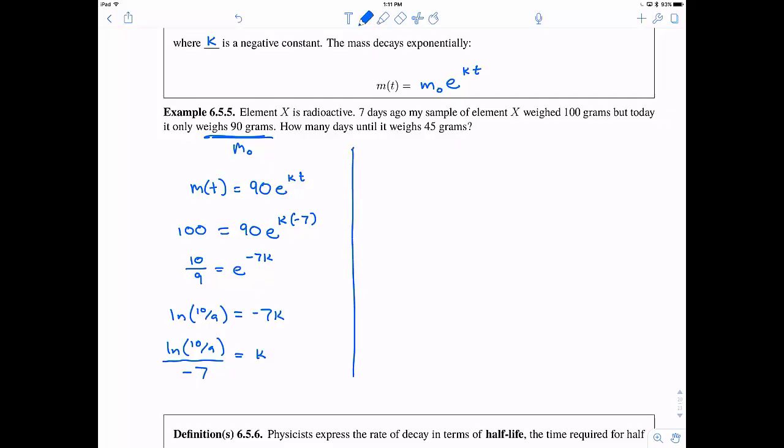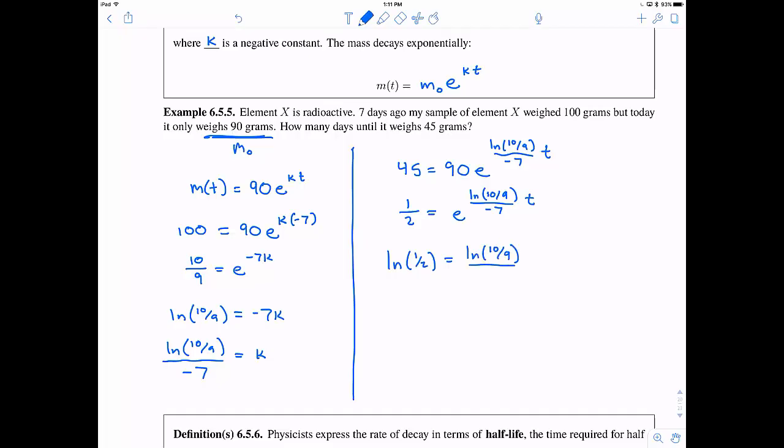All right, now that I have this, I can actually solve for how long it will take to give me 45 grams. So let's do 45. The amount that I want is equal to the initial amount times e to the kt. k in this case is my natural log of 10/9 divided by -7. Now I'm going to divide by 90 on both sides to isolate this exponential. That's going to give me 1/2 is equal to e to the kt. And again, I'm going to apply a natural log on both sides to get rid of this exponential, because we know logs and exponentials cancel each other out.